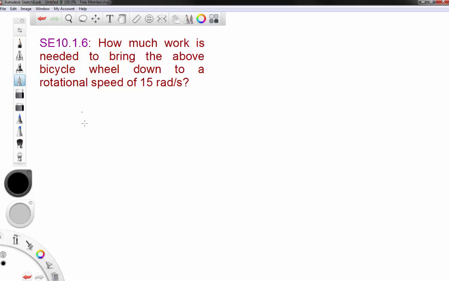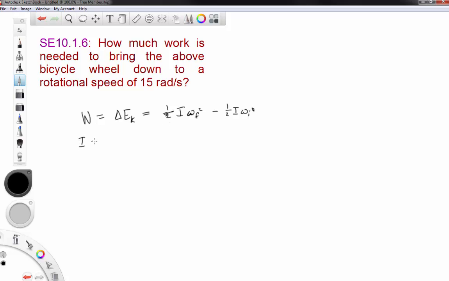All right, well, the work should be the change in kinetic energy, EK. And we're basically assuming that the bicycle wheel is free spinning, so it's not rolling while spinning, it's just simply spinning. So this would be 1/2 of the final rotational energy minus 1/2 of the initial rotational kinetic energy.